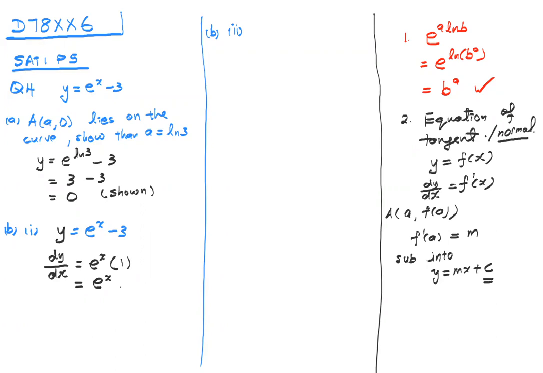So for normal, for equation of normal, you have to do an extra step. Which step? You have to say the gradient is equal to -1 over the gradient of the tangent, f prime a. Then you sub into y equal to mx plus c, the same thing. Okay? So that is the step that you have to remember. In your SAT 1, question 4 will be like that.